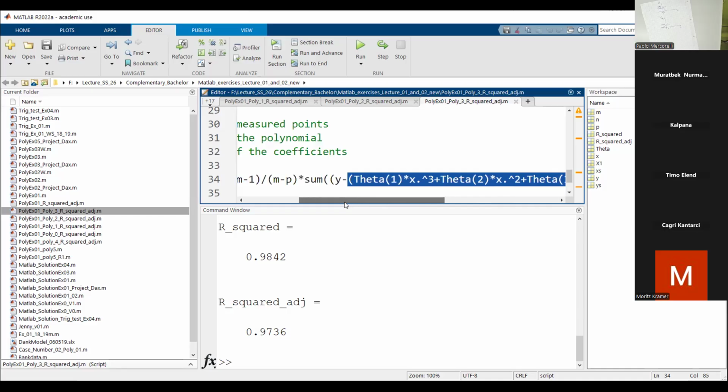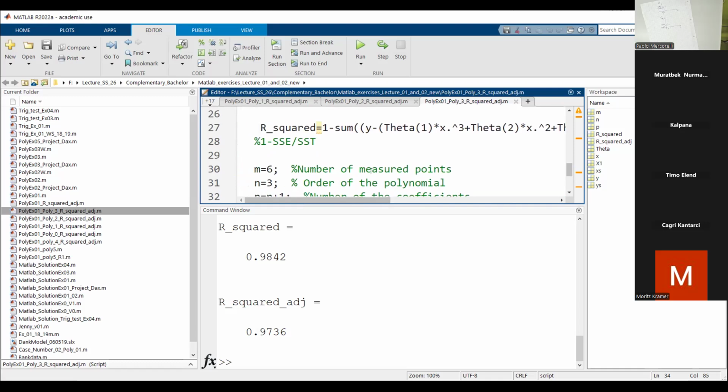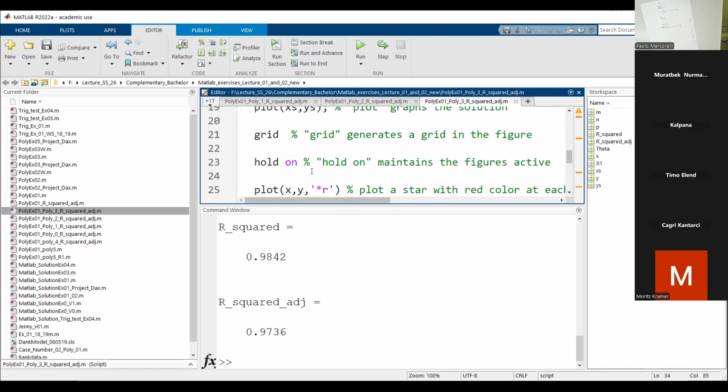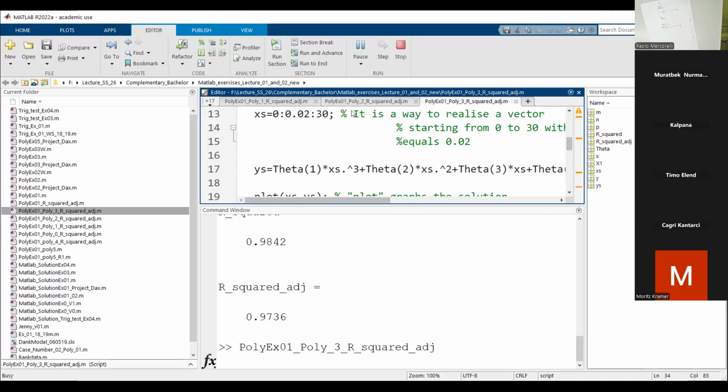This is SST. The sum of the y measurement minus the regressor y hat is the SSE. Also in R squared you can write ys directly, because we can see it's the same, but I put it for you just to be more explicit. Let me run. You have seen this also last time.